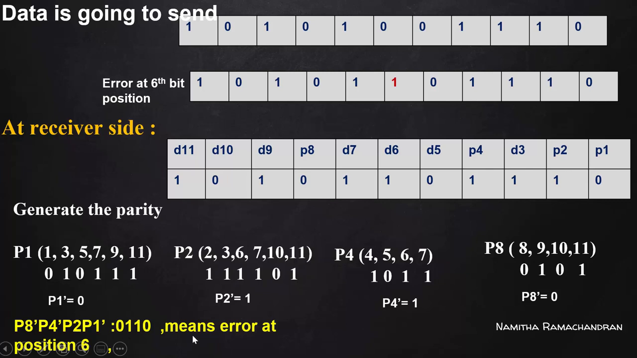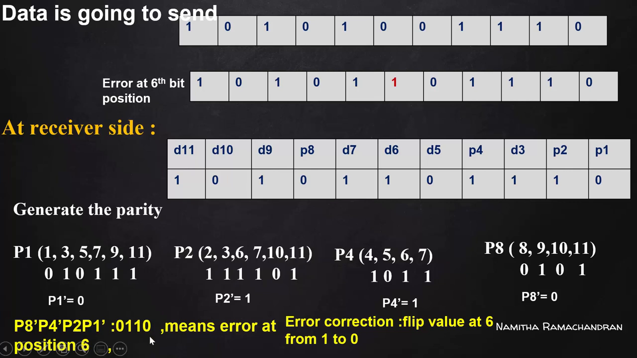So this particular value indicates the position that contains an error. 0110 indicates the binary of decimal 6. From this it is clear that we had an error at position 6. So we need to correct it. How to correct? Flip the value currently present at position 6. At position 6 it contains 1. So we need to change the value from 1 to 0. So this is the correction.